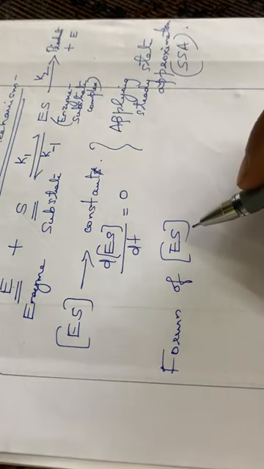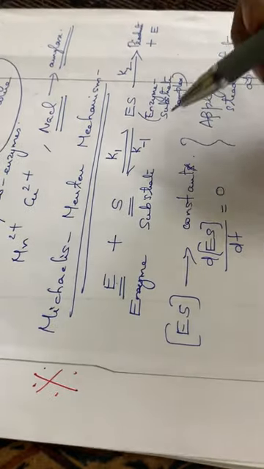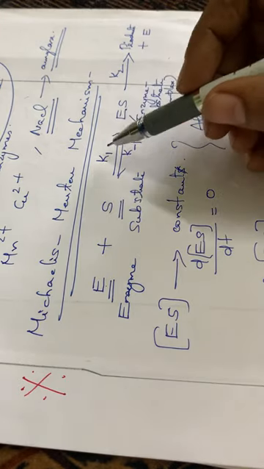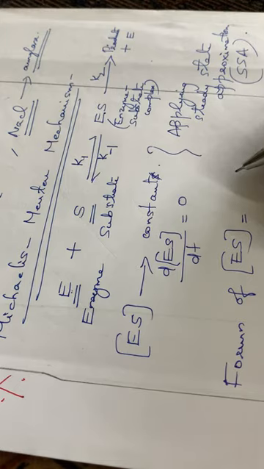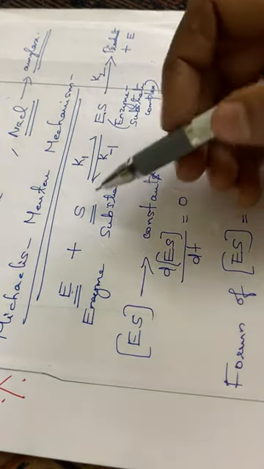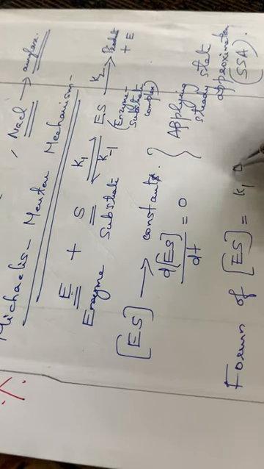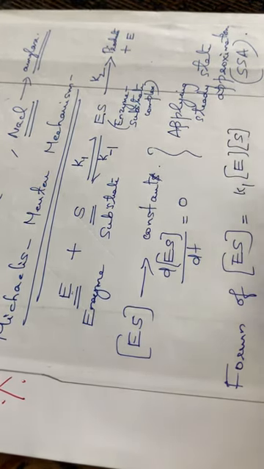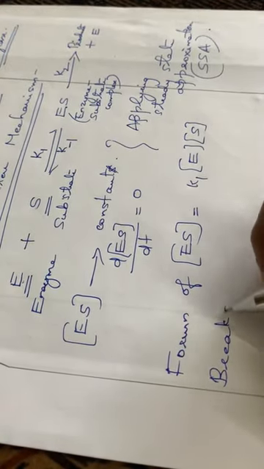So the formation of ES will be equal to, see in this equation, what are the reactions leading to the formation of ES? The rate of formation of ES is equal to K1 into concentration of E into concentration of S. That is the forward reaction. So the formation of ES will be equal to K1 into [E] into [S].